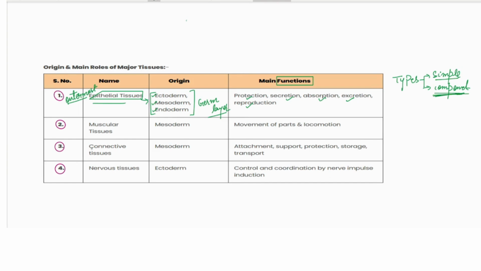In the same way, we will focus on the connective tissue. Connective tissue is mesodermally originated only, and its function is attachment, support, protection, storage and transportation. It is named connective tissue because it connects two layers, the outermost and the third layer. Connective tissue lies in between the epithelial and the muscular tissues.